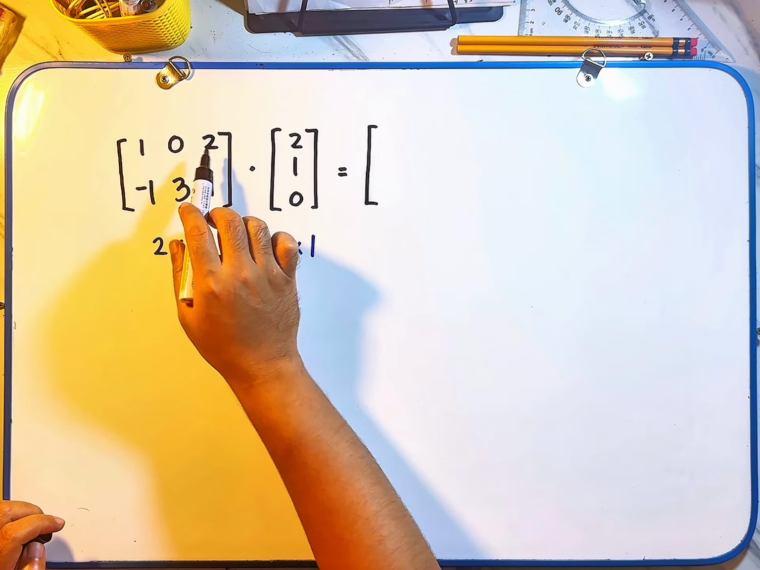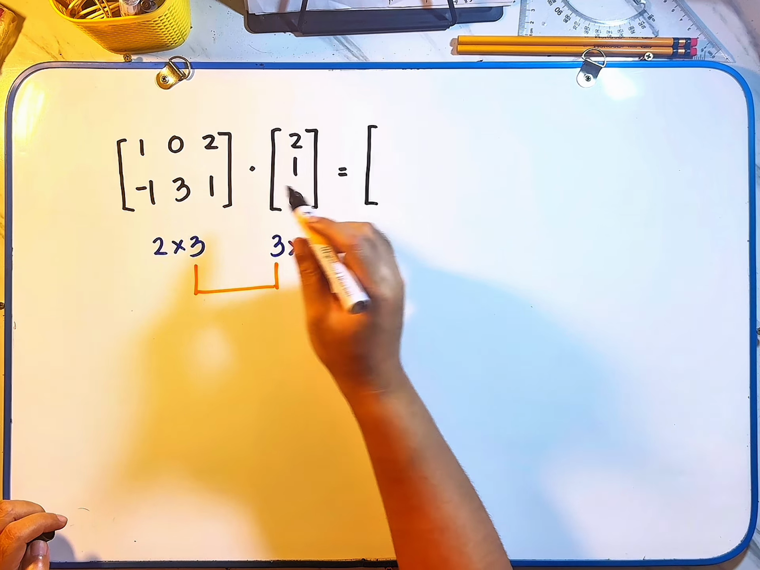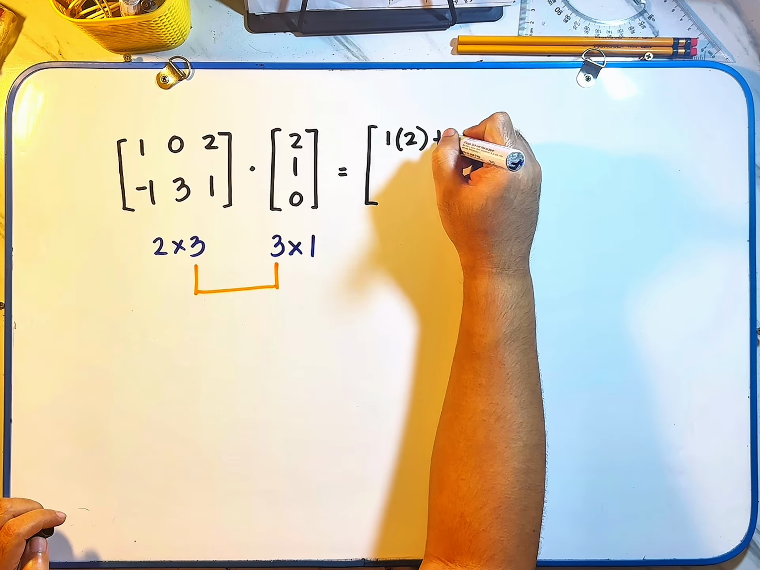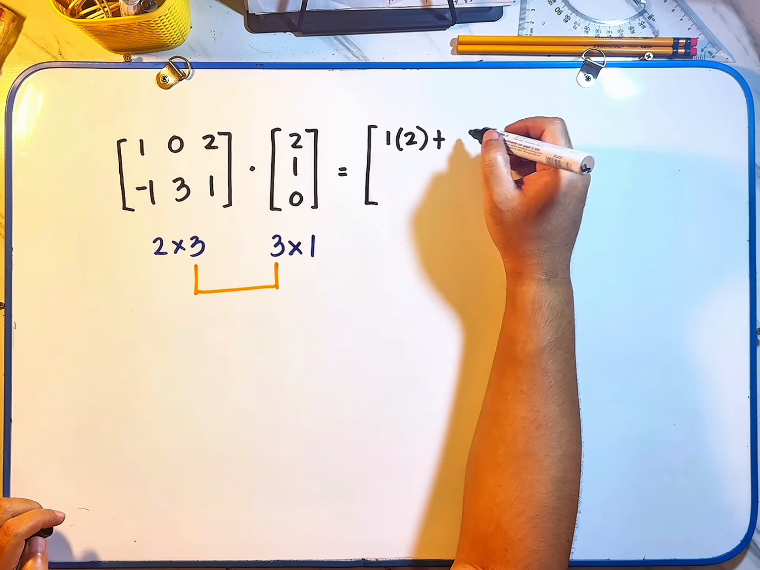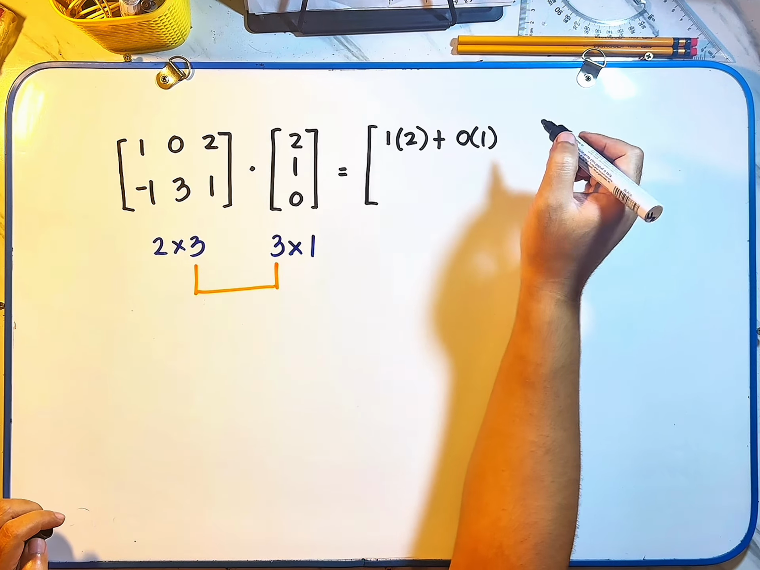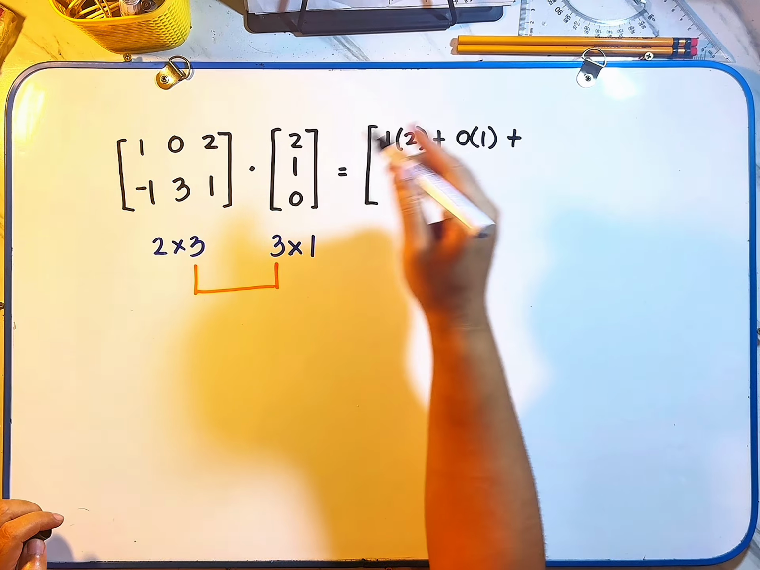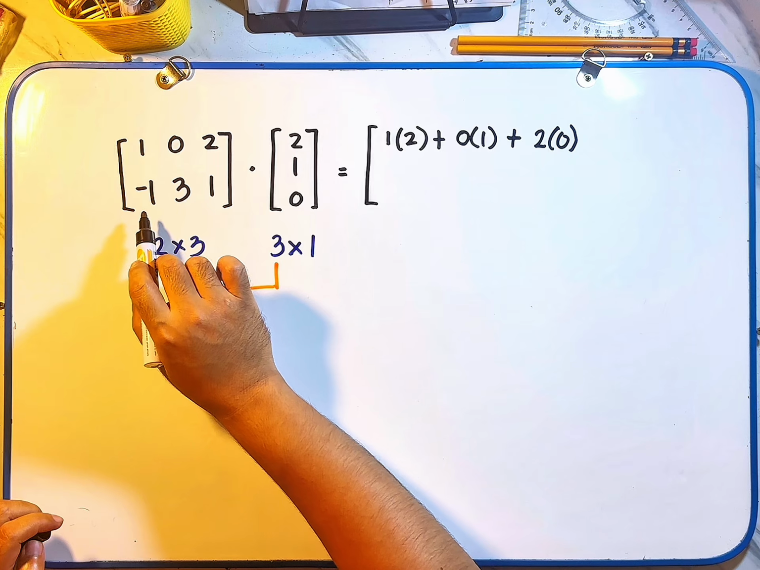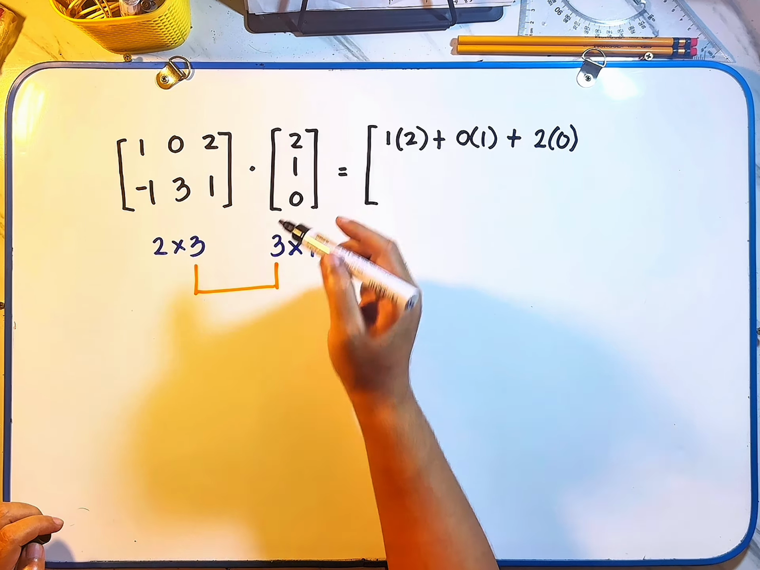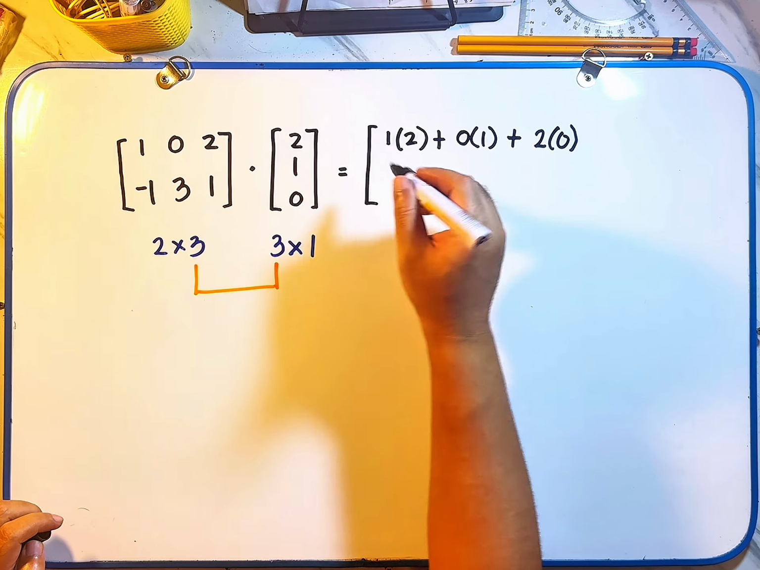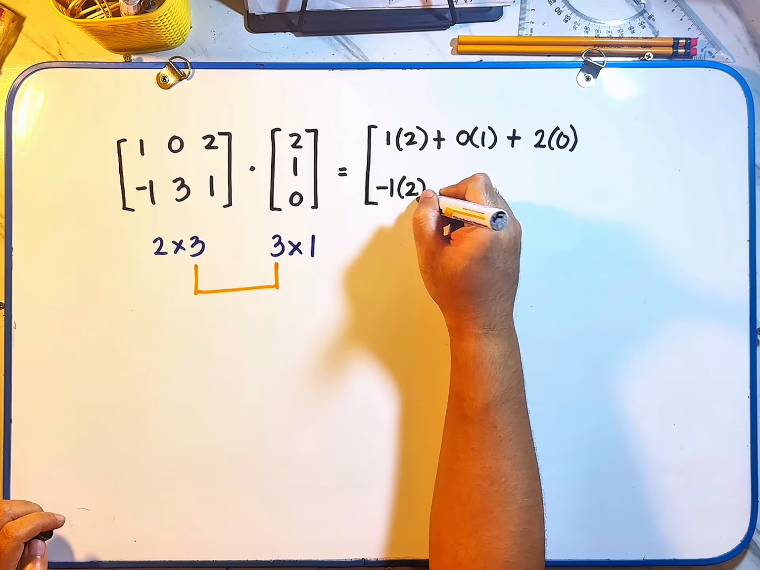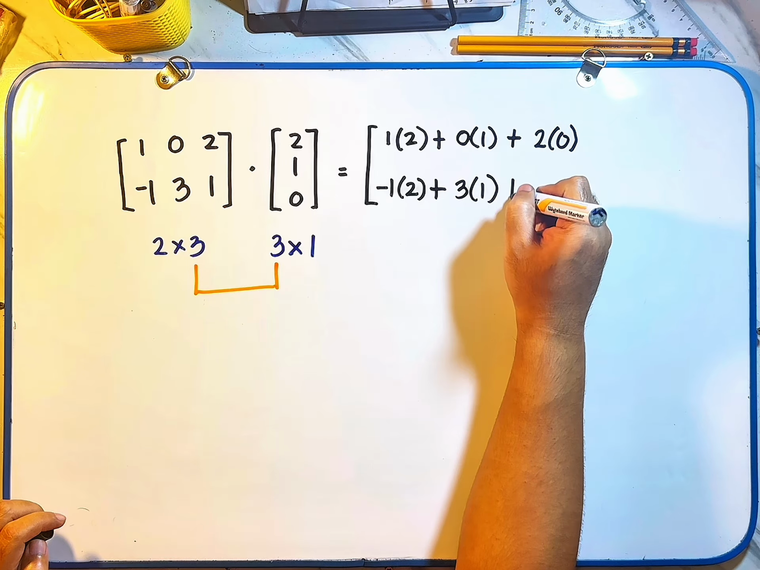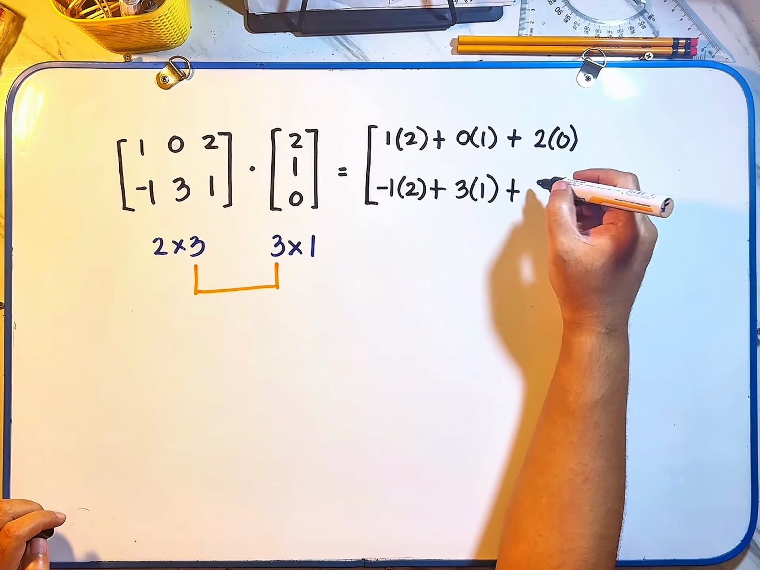Let's multiply the first row by the column. There's only one column here. So 1 times 2 plus 0 times 1 plus 2 times 0. Next, let's multiply the second row to the column. Okay, so -1 times 2 plus 3 times 1 plus 1 times 0.